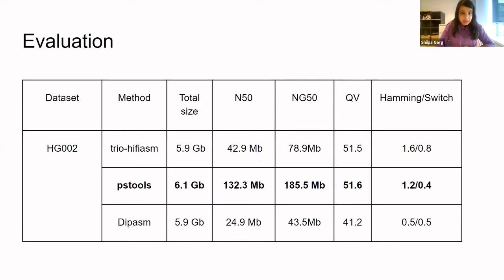Next, I applied again this new method on a public genome, and here I observed that I can produce very high quality, for the first time Q50 genomes, and also the N50s are more than 130 megabases, which suggests that these phased scaffolds are on the whole chromosome scale. And the phasing error rates are also comparable to state-of-the-art methods.